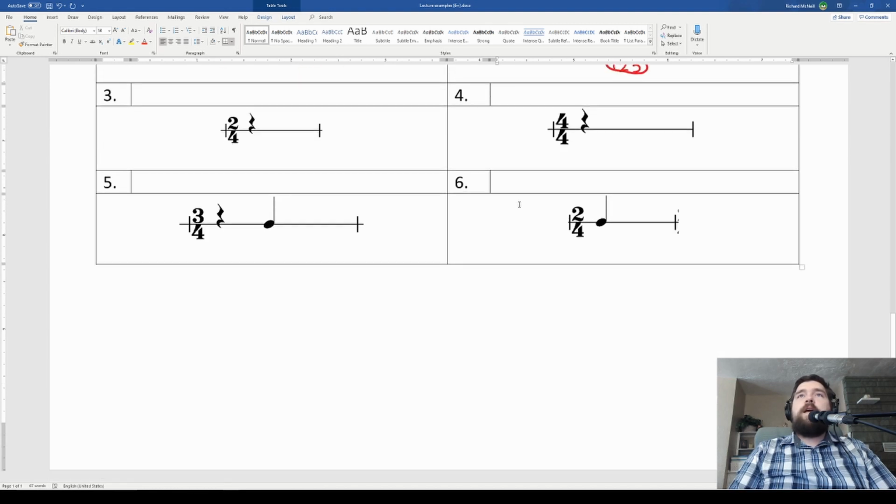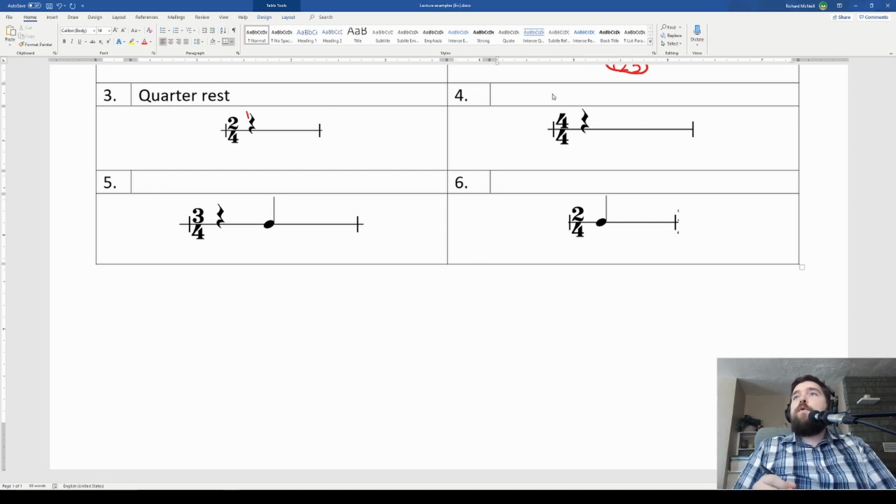Now let's take a look at question number 3. Right here we have 1 quarter rest. The quarter rest gets 1 beat. So we need 1 more beat. And I could use for 1 beat a quarter note or a quarter rest. But we need to use the rest. So this one will be quarter rest as the answer.